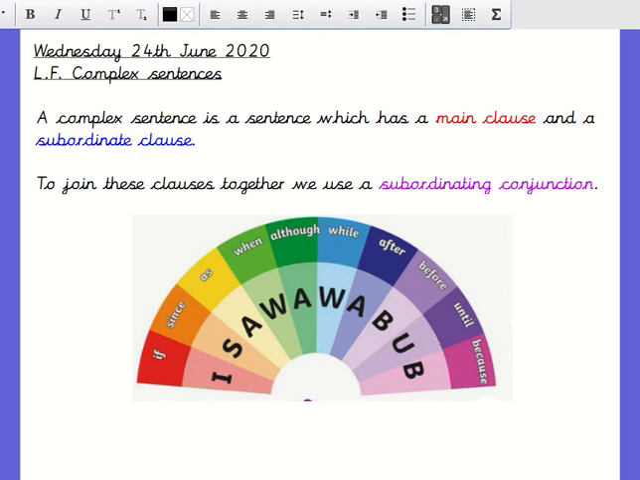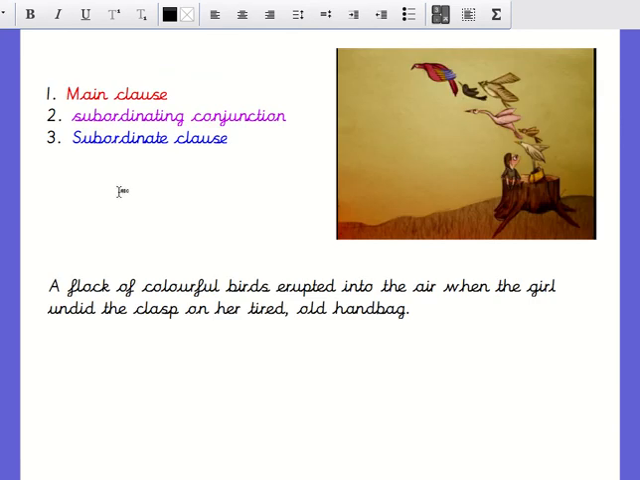Okay, let's have a look at an example of a complex sentence then. Right, so remember, we need a main clause, let's see whether we can spot it, a subordinating conjunction to join our two clauses together, and a subordinate clause. That's our clause which gives us a bit more information, but it requires the main clause to make sense. So let's have a look at our main clause. Here we're going to be looking for a clause which has a subject or a noun and a verb in it, okay?